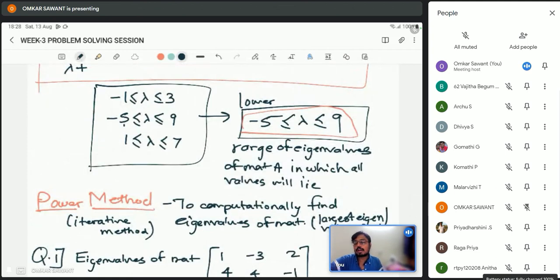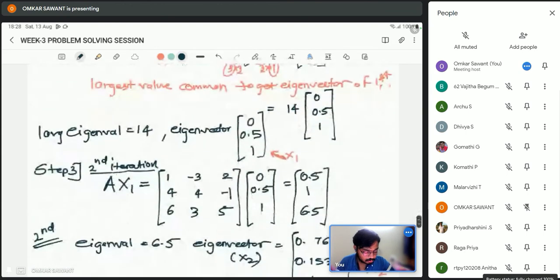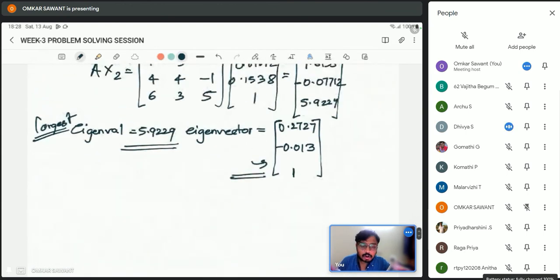What time were you told to be for this problem solving section? Means for how much time do I have to take? 5 to 6, sir. 5 to 6 is okay. We have already exceeded. So our second method is remaining, right?